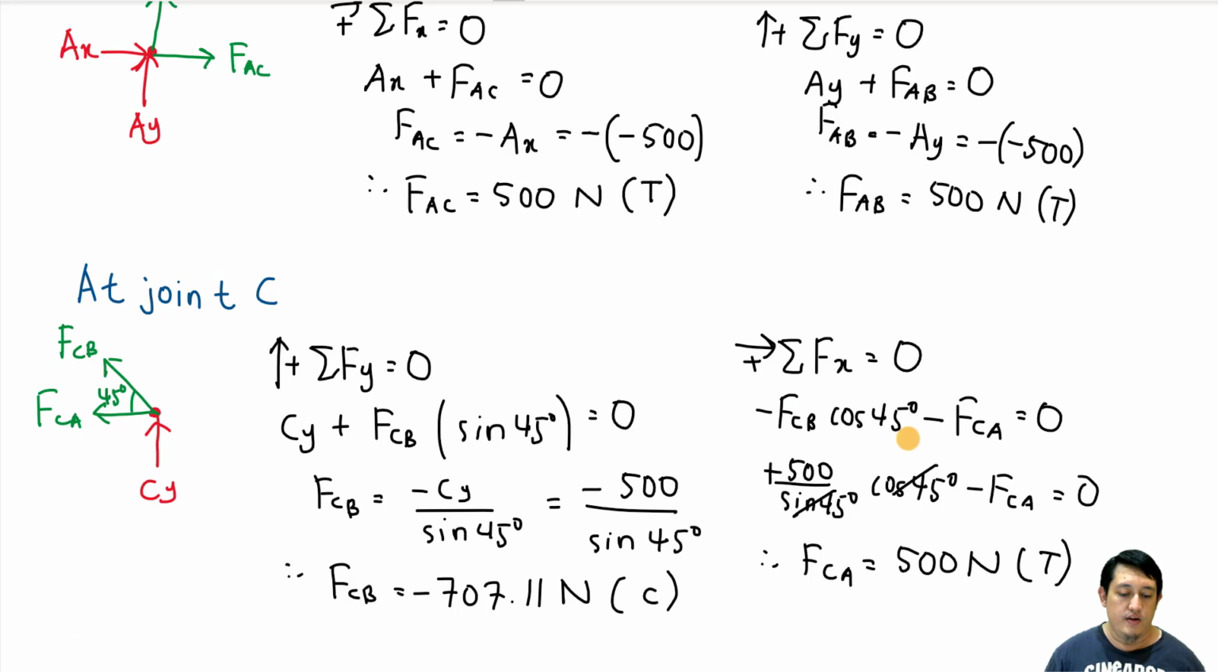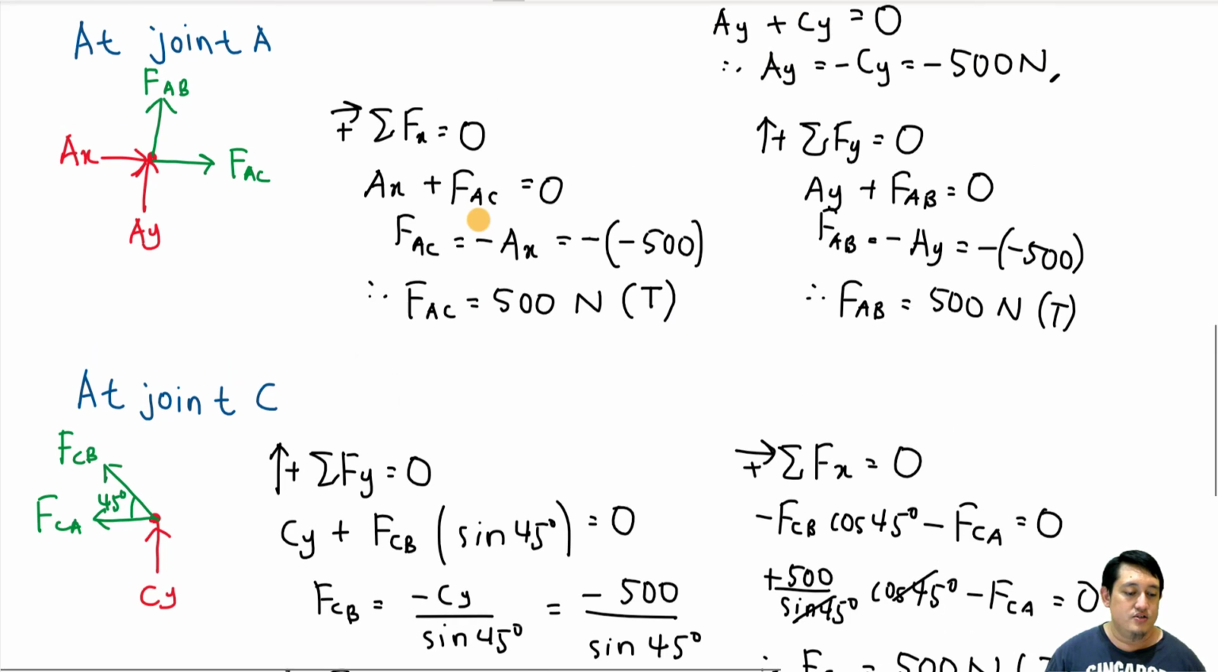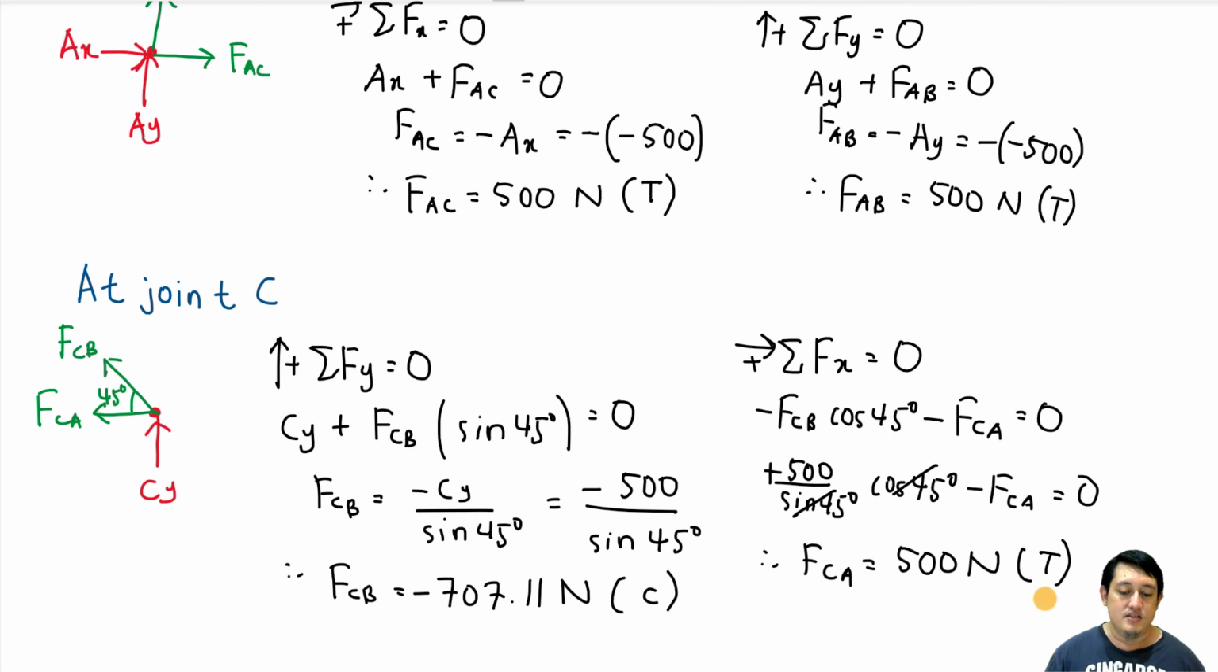We've done calculating the value of FCA when we do total of force in X direction equals to 0. As you can see here, we got FCA is equal to 500 Newton tension. Let's compare with our previous answer. FAC is equal to 500 Newton tension. Same answer. As mentioned in the previous video, FAC and FCA will have the same magnitude and also the same type of condition, which is tension. So we get the same answer as at joint A. If you get the same tension or compression, it means that your calculation is 99.999% correct.